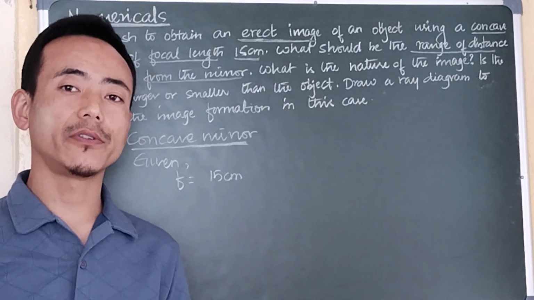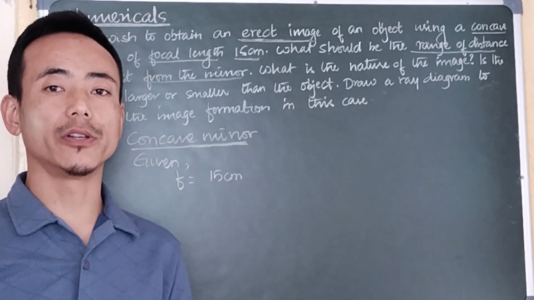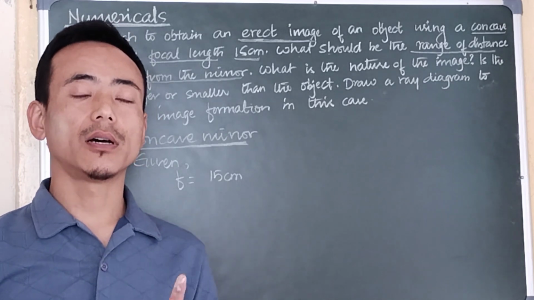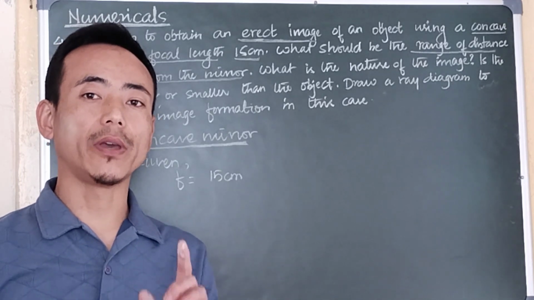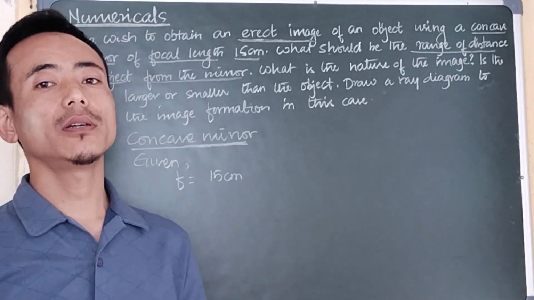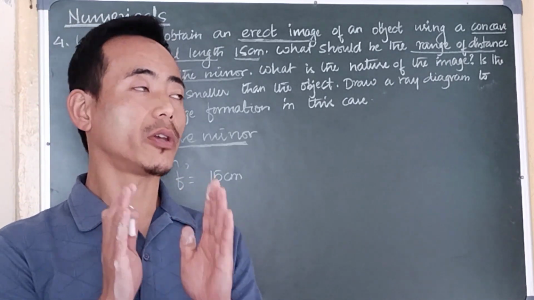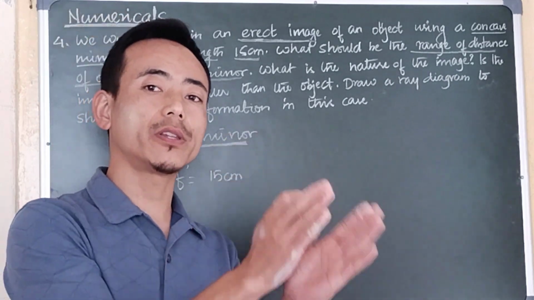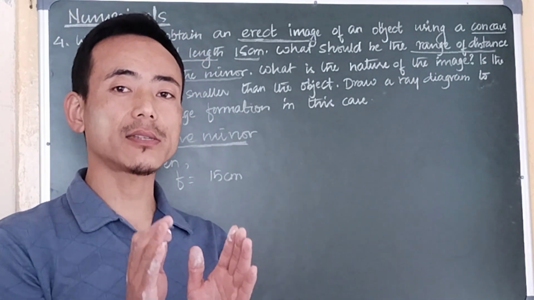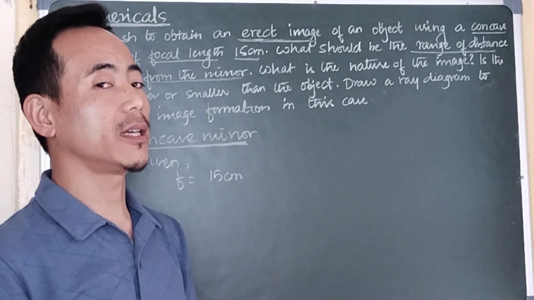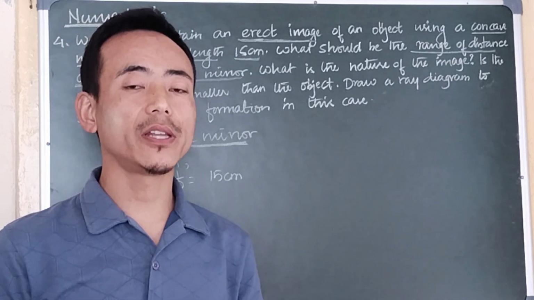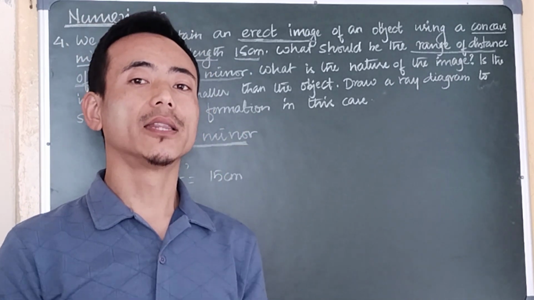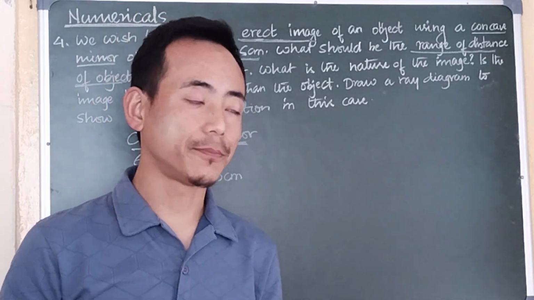If you haven't checked that video, please do go and check that video, the last case. Concave mirror forms a virtual and erect image only when the object is kept between the pole and the focus. So here they are asking you the range, from what distance up to which distance the object will be placed, so that we can get an erect image. So the answer is very clear. If you keep the object between the pole and the focus, then the image will be virtual and erect.